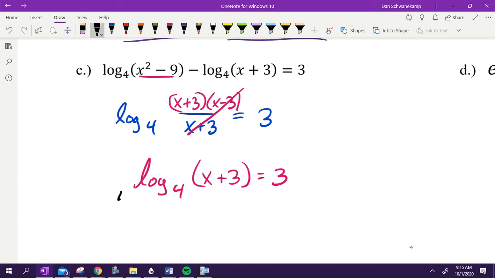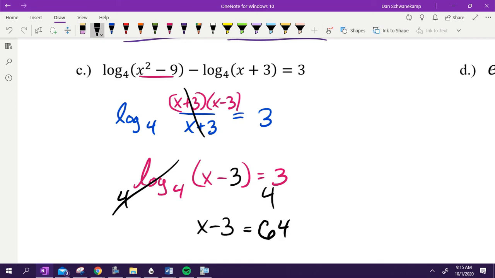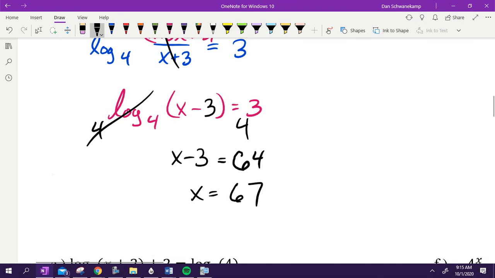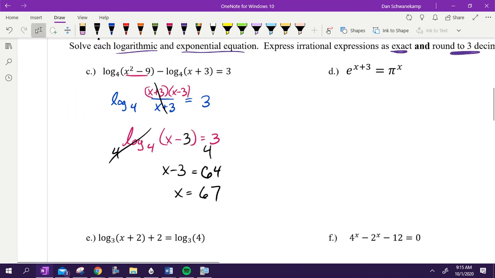At this point, to get rid of log base 4, 4 to a power, 4 to a power. I canceled the wrong one. X plus 3. Now we got 4 to the third. 4 to the third is going to get me 64. Add 3. X is 67. Condensing was the key. If we could simplify, we could simplify.